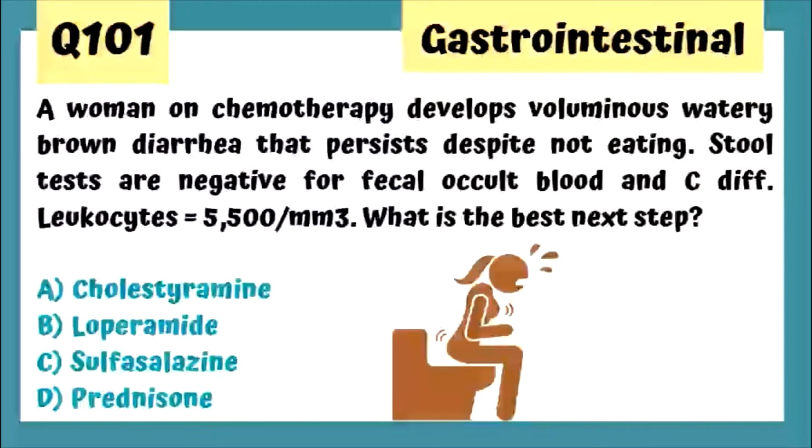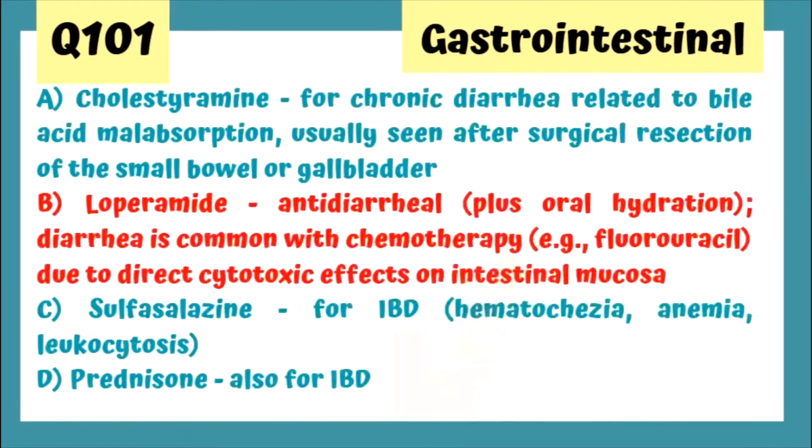Question 101. A woman on chemotherapy develops voluminous watery brown diarrhea that persists despite not eating. Stool tests are negative for fecal occult blood, and C. diff and leukocytes are normal. What is the best next step? So over here, she's just having this watery brown diarrhea, so we give her loperamide to stop the diarrhea, right? You could take a look at what the other things are caused by, but loperamide is an antidiarrheal. And of course, we want to give her oral hydration.